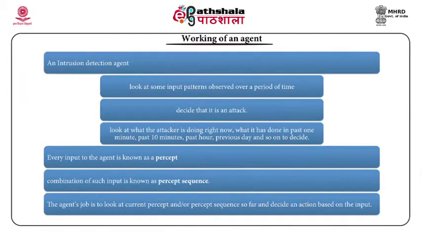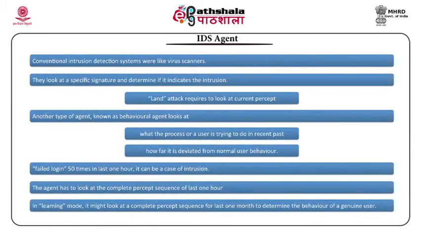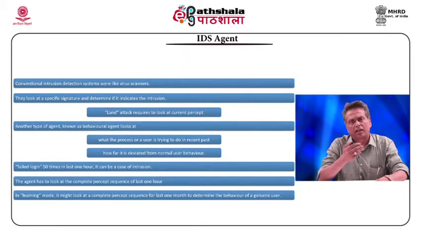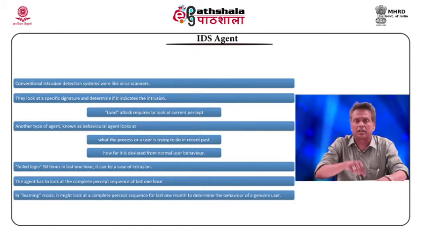The information that it gets is called a percept. For example, there was a very old attack called the land attack, where the sending IP address is the same as the receiving IP address. What does the agent do in this case? It looks at the current percept, the current packet, the current observation, and finds that the source address is the same as the destination address. It decides that this is an attack and drops it. If it is not, it lets it go. It does not need to look at other percepts, it only looks at the current percept and is done.